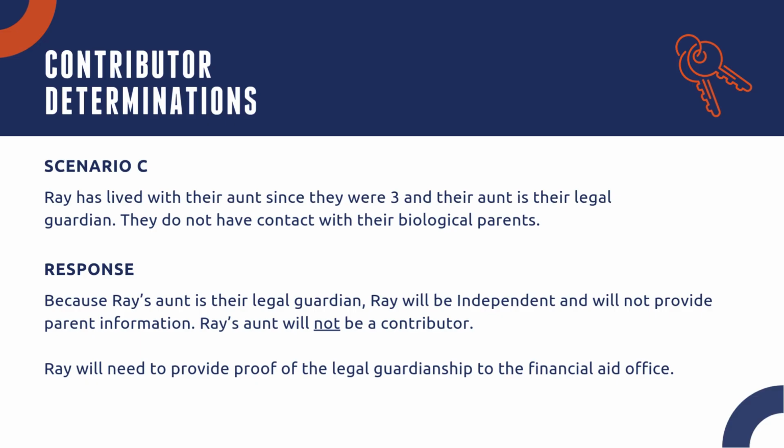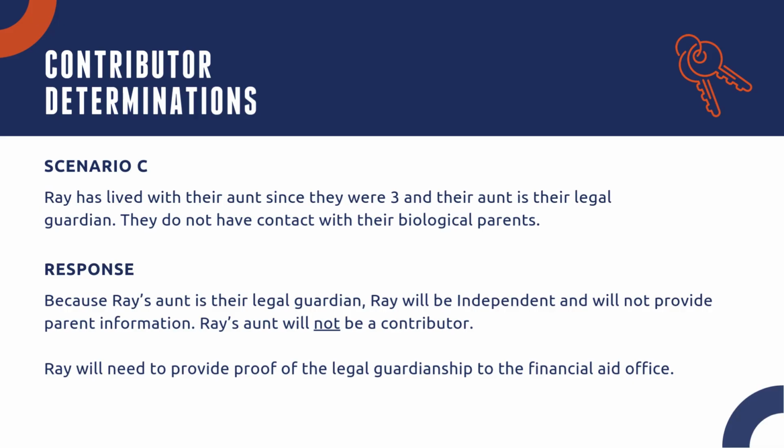Here, the key piece of information is that Ray's aunt is their legal guardian. Because of that, Ray will be independent and will not provide any parent information on the FAFSA or CASFA. Ray's aunt will not be a contributor. Ray will need to follow up and provide proof of the legal guardianship to the financial aid office. That is going to be a court order confirming that the legal guardianship was approved by the court.